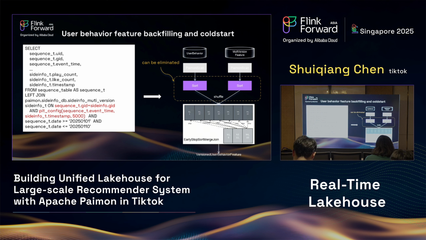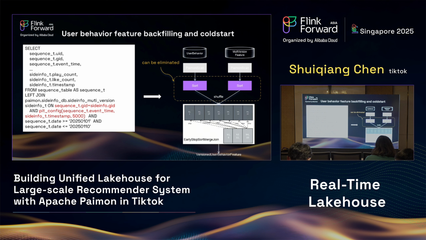Okay, and during the runtime, the user behavior table and the multi-version feature table are loaded by Paimon scan, and then sorted by join keys and timestamp field, and then shuffled to a join operator to perform an as-of sort merge join, and then finally produce the versioned user behavior feature.